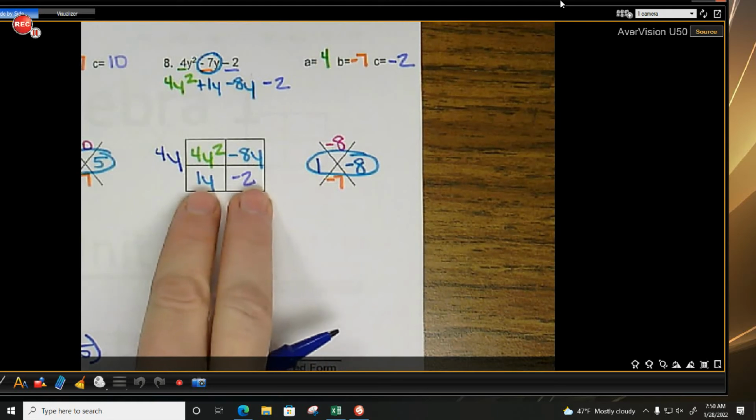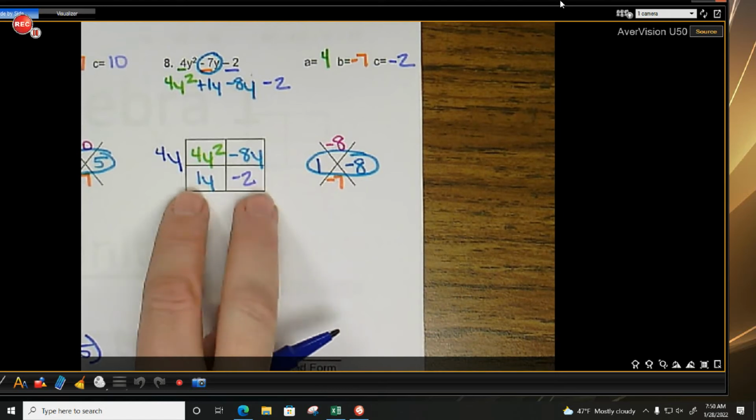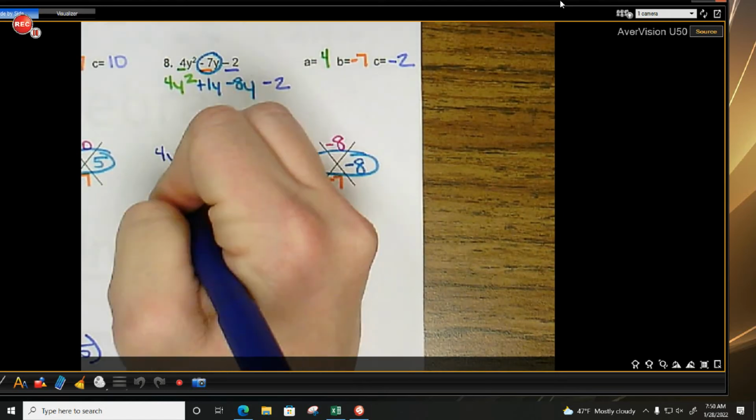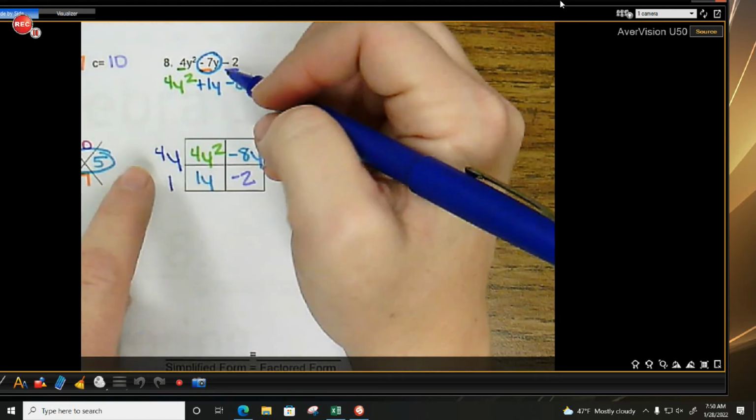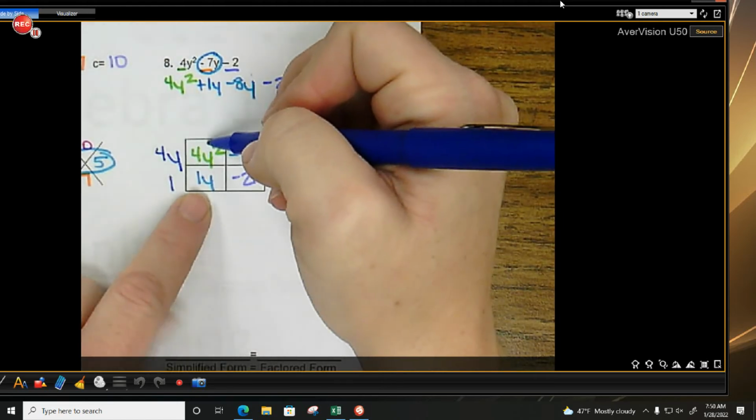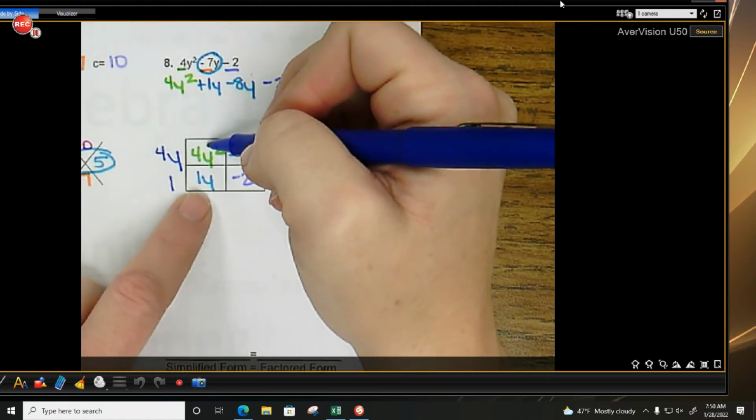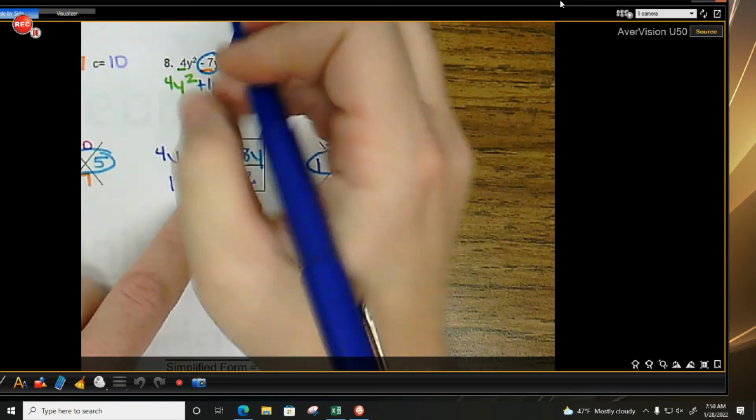Yes, ma'am. Does it matter? It has to be the GCF. If you don't take the GCF out, it won't work. What are 1 and 2 both divisible by? 1. 1's not divisible by 2. 4 and 1 are both divisible by 1, and they both have a y.